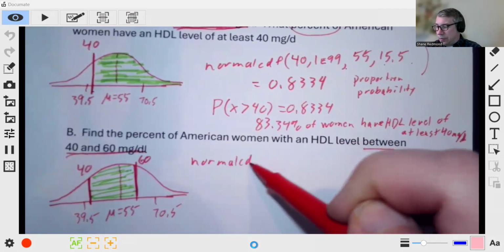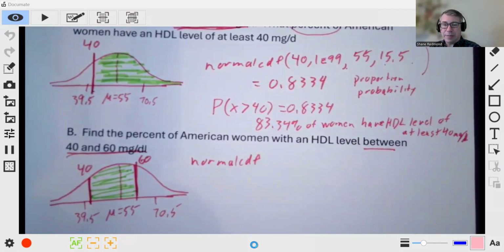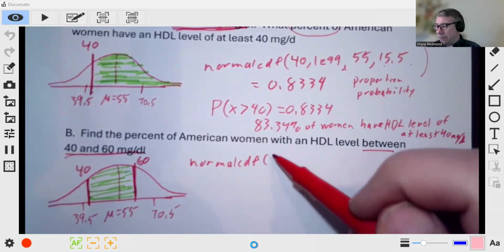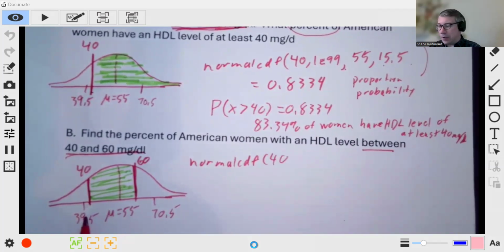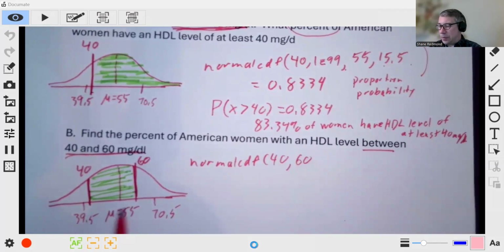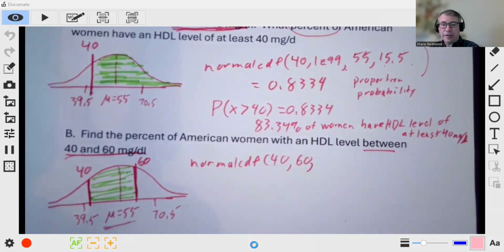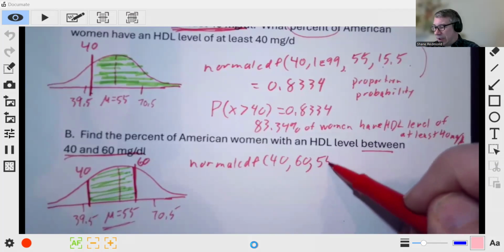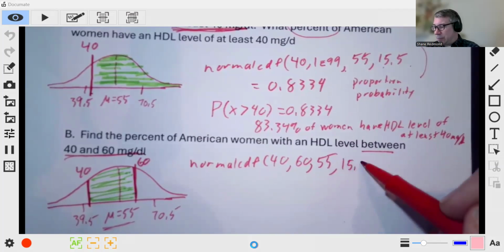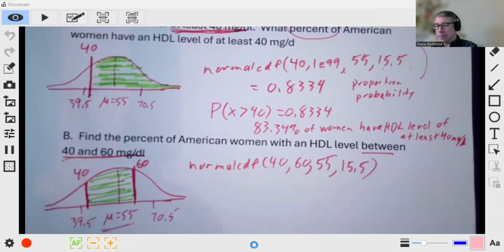So again, normal cumulative distribution function is the command we want from the calculator. And we can already write down what we're going to put in here, right? We have 40 for our lower or left boundary. We have 60 for our upper or right boundary. If this problem had said standard normal distribution, we would use mean 0 and standard deviation 1. However, they gave us a different mean here, so we should input that here as well, 55 for the mean and 15.5 for the standard deviation. So this is the command we will put into the calculator.